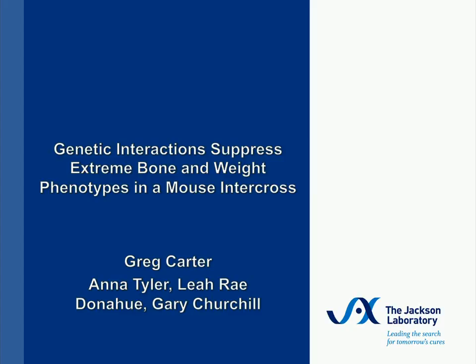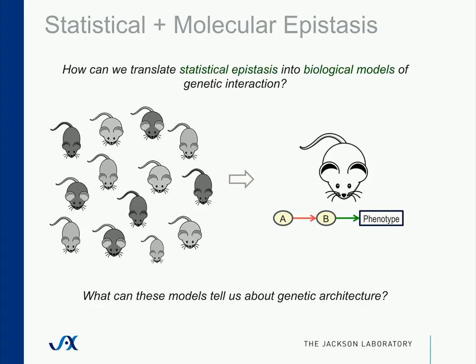But I'm going to talk about a mouse cross, and we're looking at genetic interactions on a very large scale for some body composition traits. And so what my lab does is to try to look across patterns of epistasis in cross populations, for the most part, populations of mice, and interpret those cases of statistical epistasis into models that might be something like this here, where we have a couple of variants or a couple of genes that might suppress one another and in turn have an effect on a phenotype. And in this talk, I'm going to particularly ask, when we do this at a large scale, what can these models tell us about the genetic architecture of these complex traits?